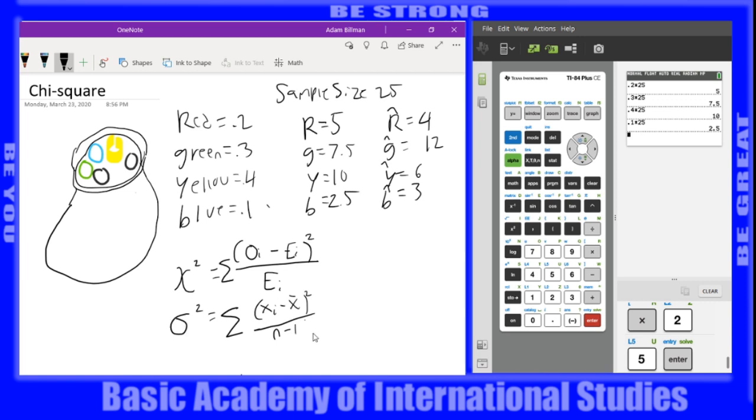And so once again, notice how very similar these two equations look. And that's because they're doing the exact same thing. They're trying to give us an idea of the average squared difference. And so this right here is the equation we'll be using for this chi-square. So let's go ahead and get through with that.